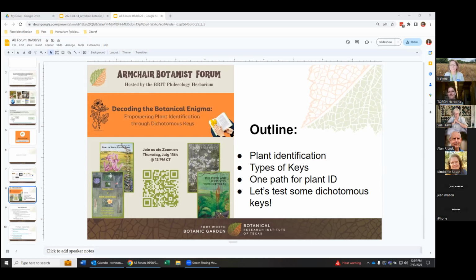But you'll see here, this is my general outline today. I'm just going to talk in general about plant identification. I'm going to talk about the types of keys that are out there. I'm going to tell you one of the methods for plant ID, which is kind of what we've been using with the interns. And then we're going to go through testing some keys.